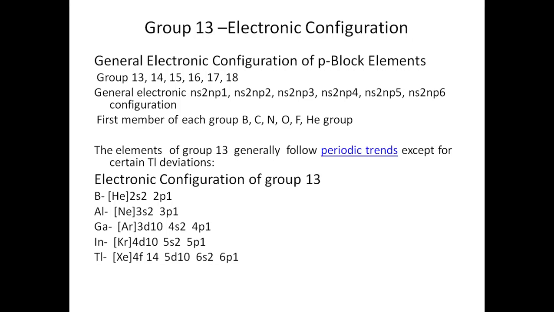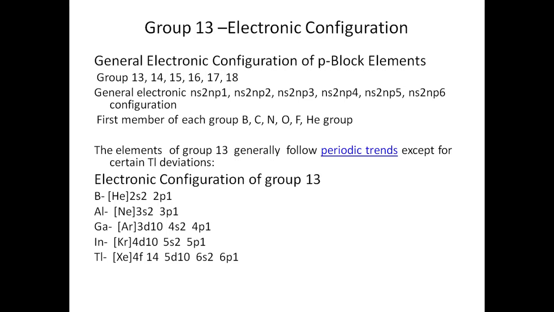First member of each group: group 13 is boron, 14 is carbon, 15 is nitrogen, oxygen for 16, fluorine for the halogen group, that is 17, and for the inert gas, noble gas, last group, that is 18, the first member is helium. The elements of group 13 generally follow the periodic trends except for certain thallium deviations. Thallium does not follow the general periodic trend.